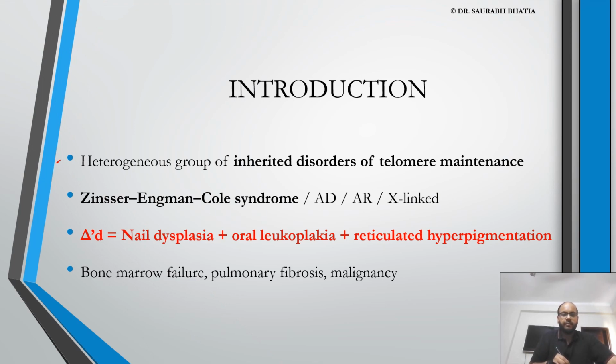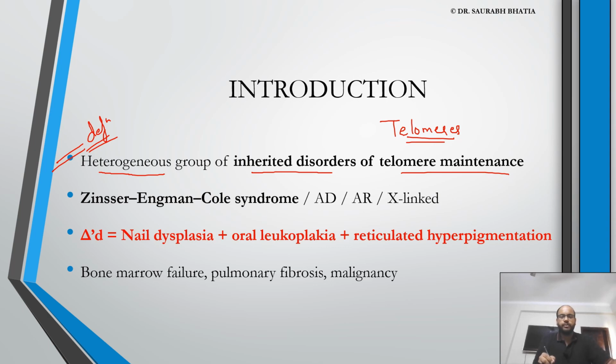Whenever you get a short note on Dyskeratosis congenita, you start with the definition. Dyskeratosis congenita is a heterogeneous group of inherited disorders of telomere maintenance. What are the important words here? It is a heterogeneous group. That means this group contains different types of clinical manifestations and different types of disorders, but all of them have been clubbed together under the umbrella term of Dyskeratosis congenita. From the definition we can know that the problem lies in the telomeres.